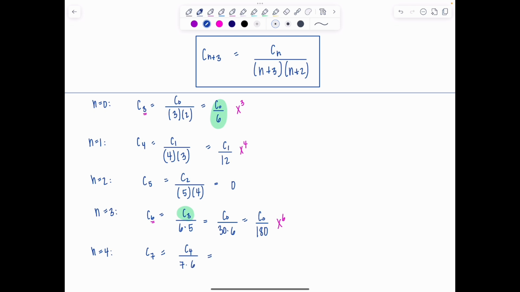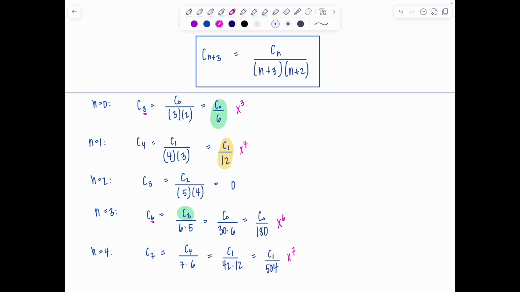Well, let's see. C4, oh, I have it right here. C4 is C1 over 12. So C1 over, this is going to be 42 times 12, right? C7. So that's C1 over 504. And that's the coefficient on x to the 7th. So do you see a little pattern emerging?